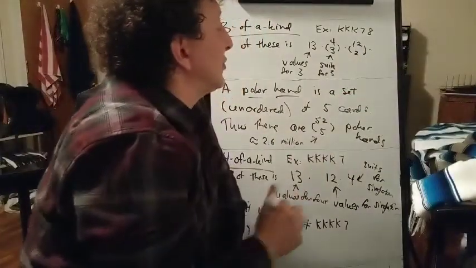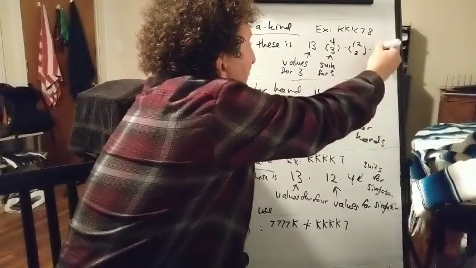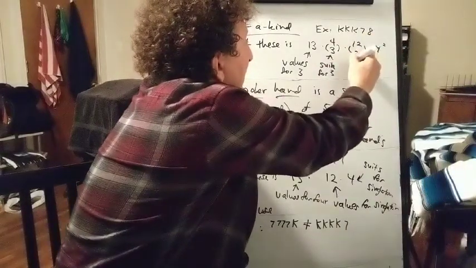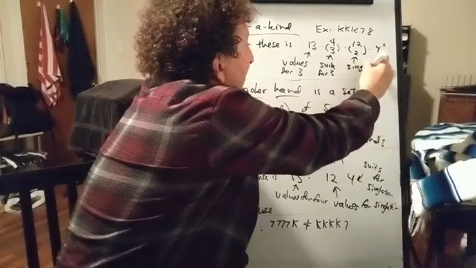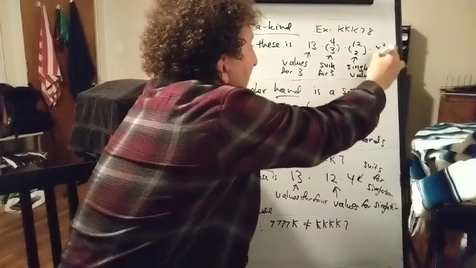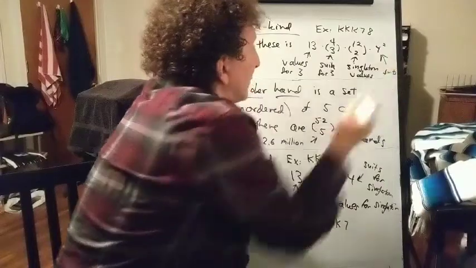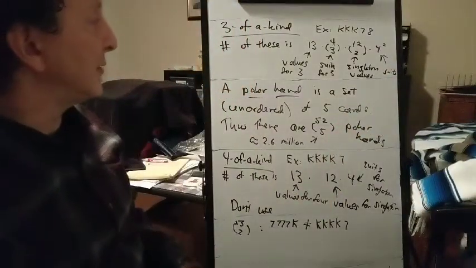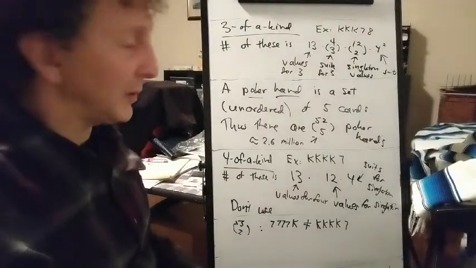And then we need to choose their suits in 4 ways times 4 ways. So I'll write times 4 squared. So these 12 choose 2 are the singleton values, and the 4 squared are the suits. So 13 times 4 choose 3 times 12 choose 2 times 4 squared.